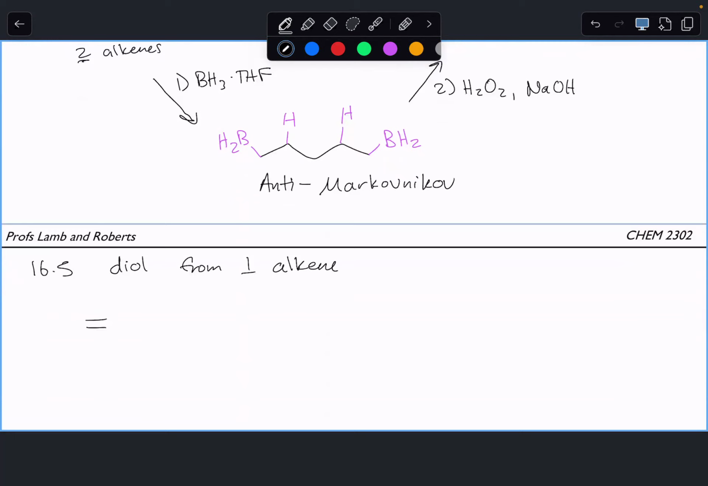So for example, we start from one alkene. So this is ethylene. This is the most simple alkene. We're going to use osmium tetroxide, so OsO4, with tert-butyl peroxide and tert-butanol.